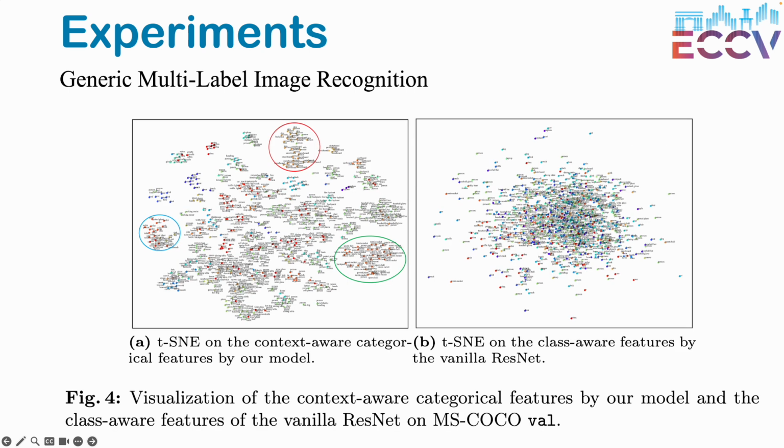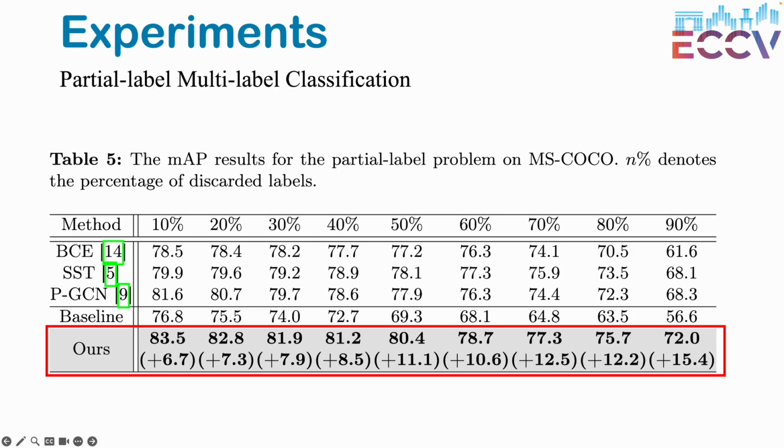We also visualize the learned context-aware categorical features to show if these features contain direct correlations. We can see that after embedding the latent context information with our method, the context-aware categorical features maintain meaningful semantic topology. For partial label, our method obviously outperforms the previous methods, which demonstrates the effectiveness of our method in the partial label scenario. Besides, compared with the baseline method, we observe that as the proportion becomes larger, the improvement of our method is more significant.